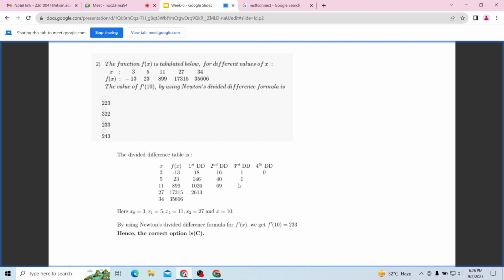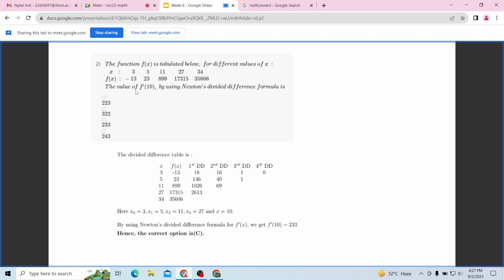In a similar manner, just calculate the second divided difference column, then the third divided difference column. For that, you will subtract 16 from 40 and divide it by 27 minus 3. Okay, so it will give you 1. Similarly, here you will get 1. Then when you calculate the fourth divided difference, 1 minus 1 will simply give you 0. Fine.